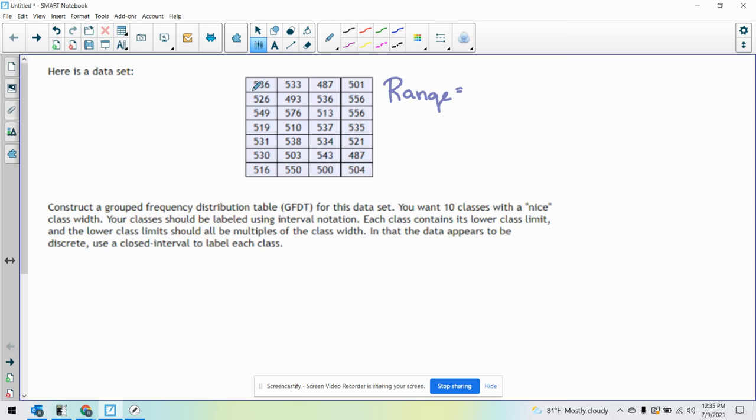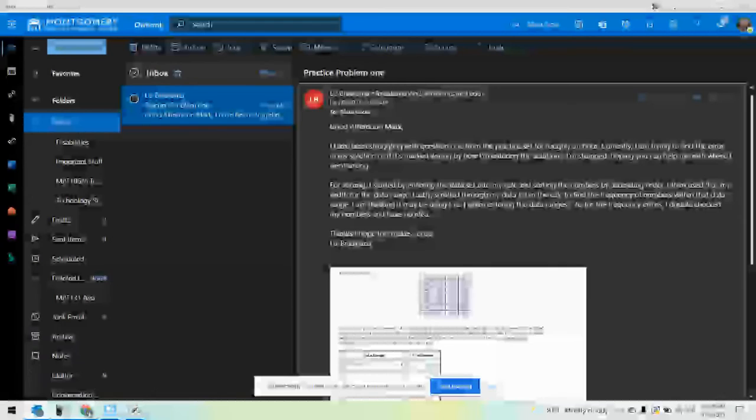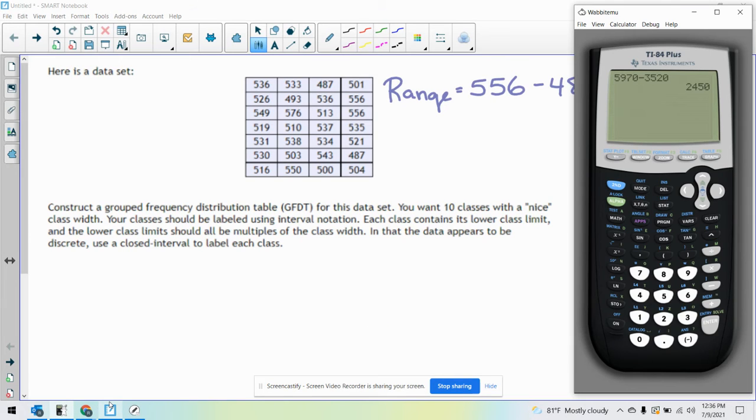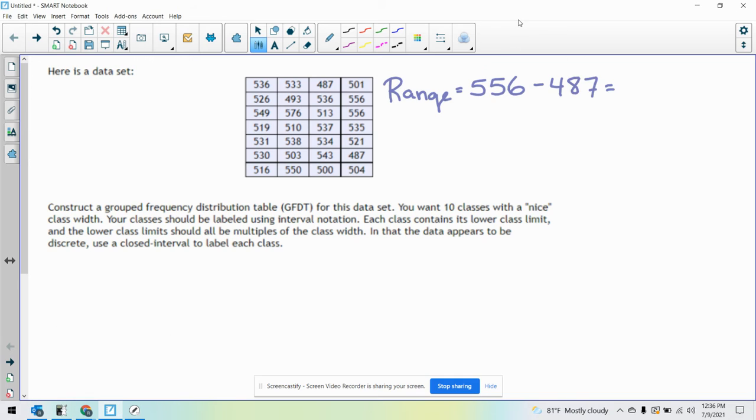So our highest value looks like 556. And then our lowest value, we're going to subtract from that, which looks like it's going to be 487. So when I do that, 556 minus 487, whoops, that's not what I want. I get 69.